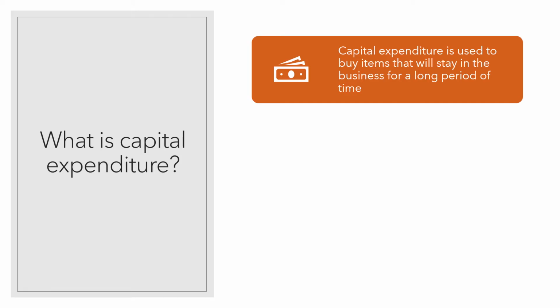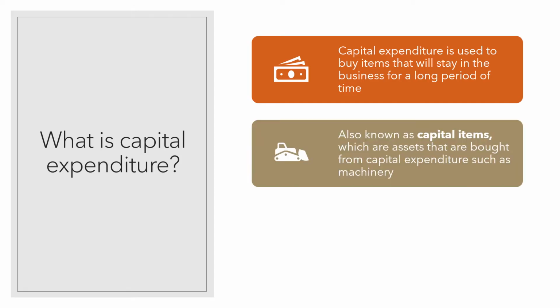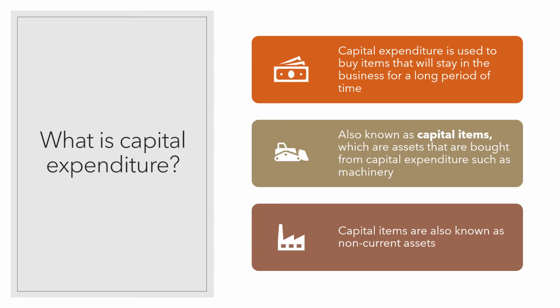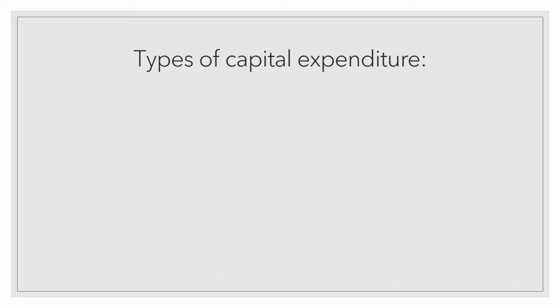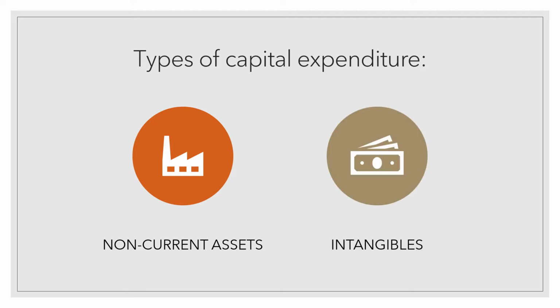What is capital expenditure? Capital expenditure is used to buy items that are going to stay in the business for a long period of time. They are also known as capital items. Capital items are assets that are bought from capital expenditure, such as machinery. Capital items are also known as non-current assets. Now, the types of capital expenditure are non-current assets and intangibles.